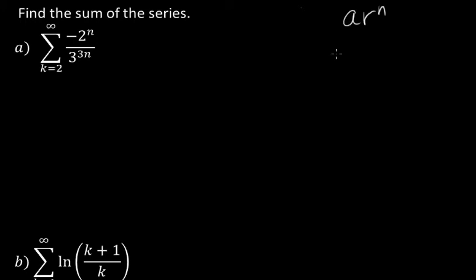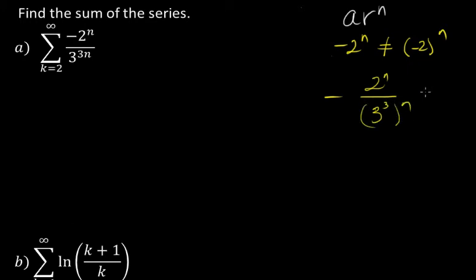So let's see. This is just algebra. Oh, by the way, minus 2 to the n is not the same thing as minus 2 to the n. So be careful. I'm going to bring that minus out. That would be part of our constant. And I have 2 to the n on top, and on the bottom, 3 to the 3n is 3 cubed to the n.